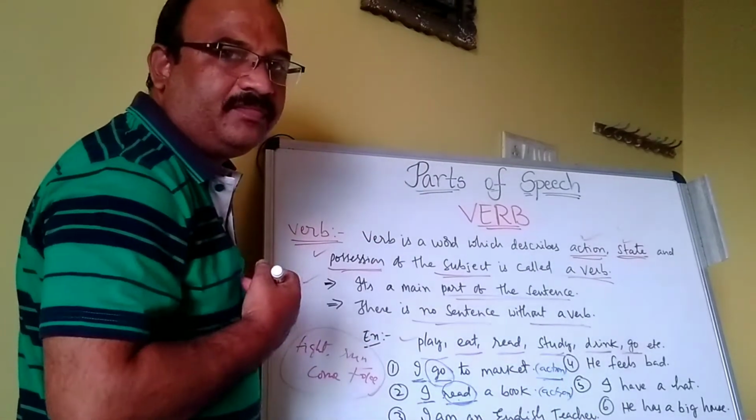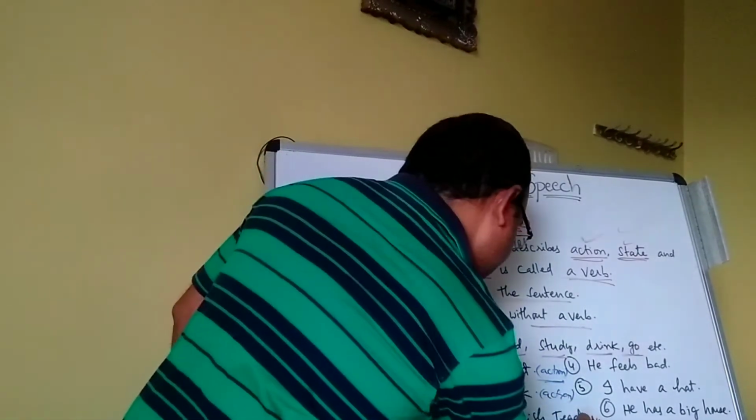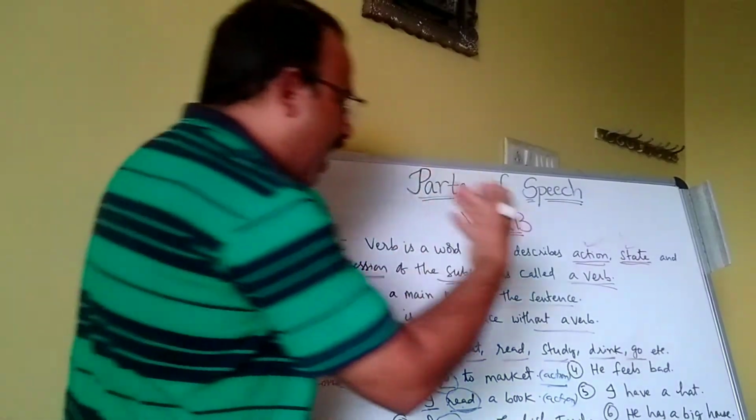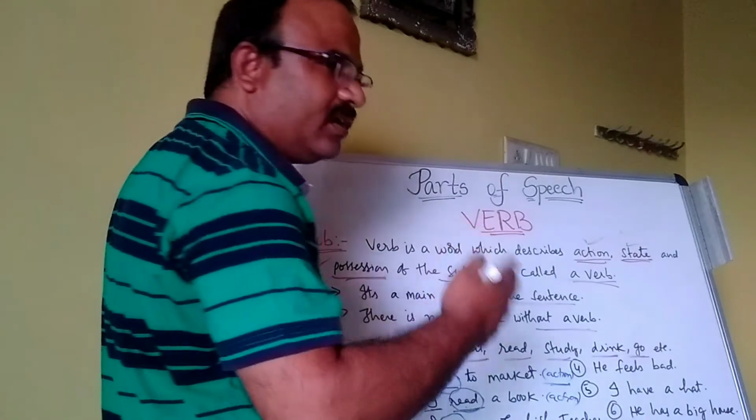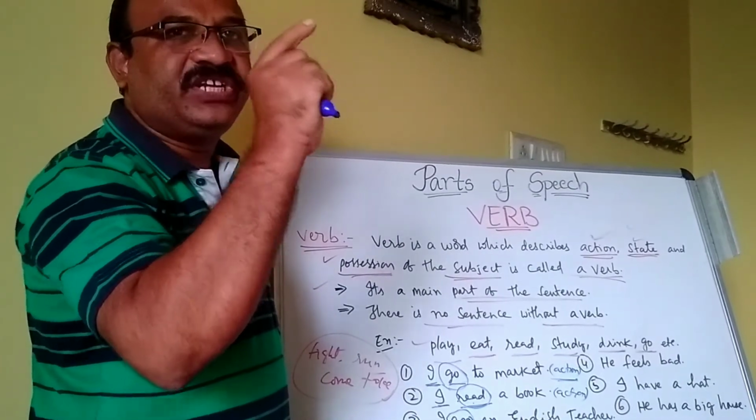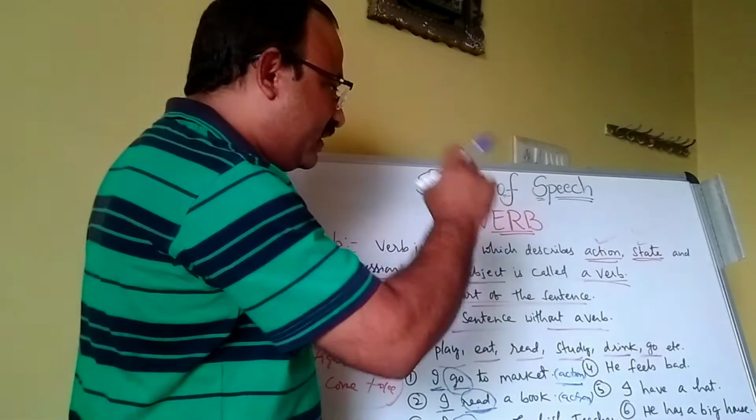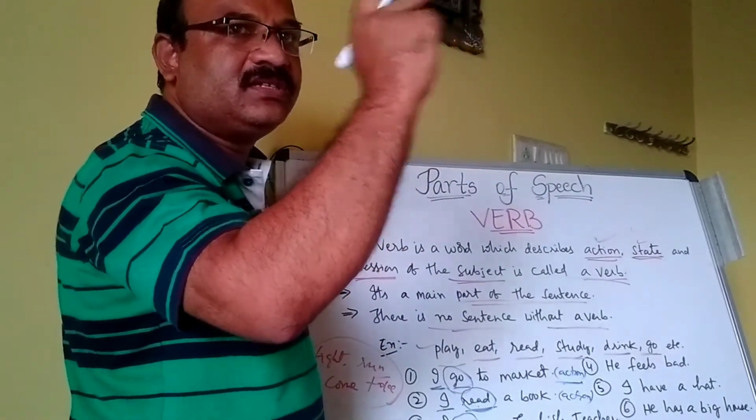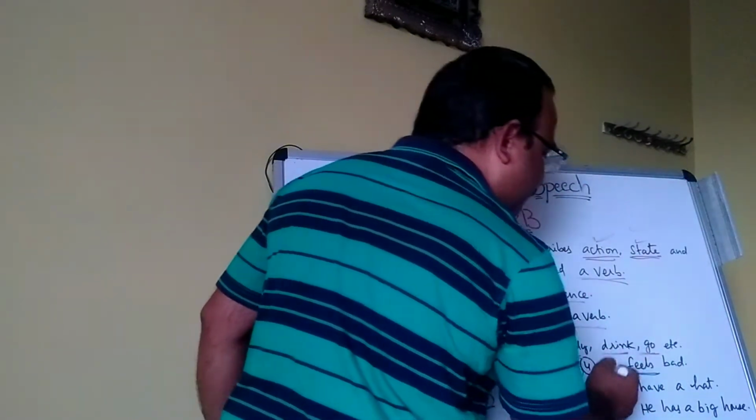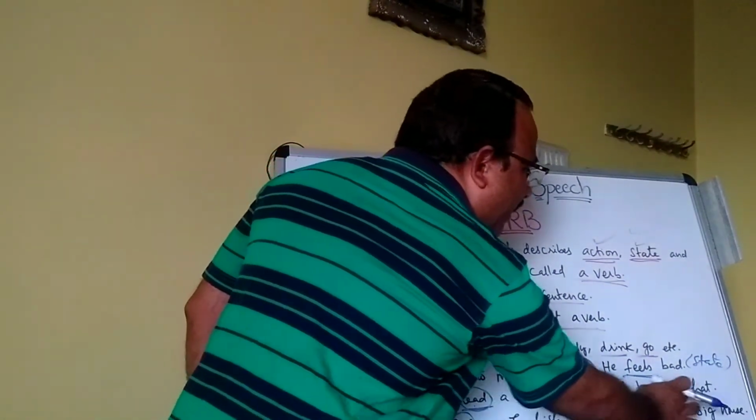I am an English teacher. Here, am is the state of the subject, or the position of the subject. I am an English teacher, or he is a postman. What is his position? He is a postman. It is the state of the subject, a state verb. And he feels bad. It's also a state.